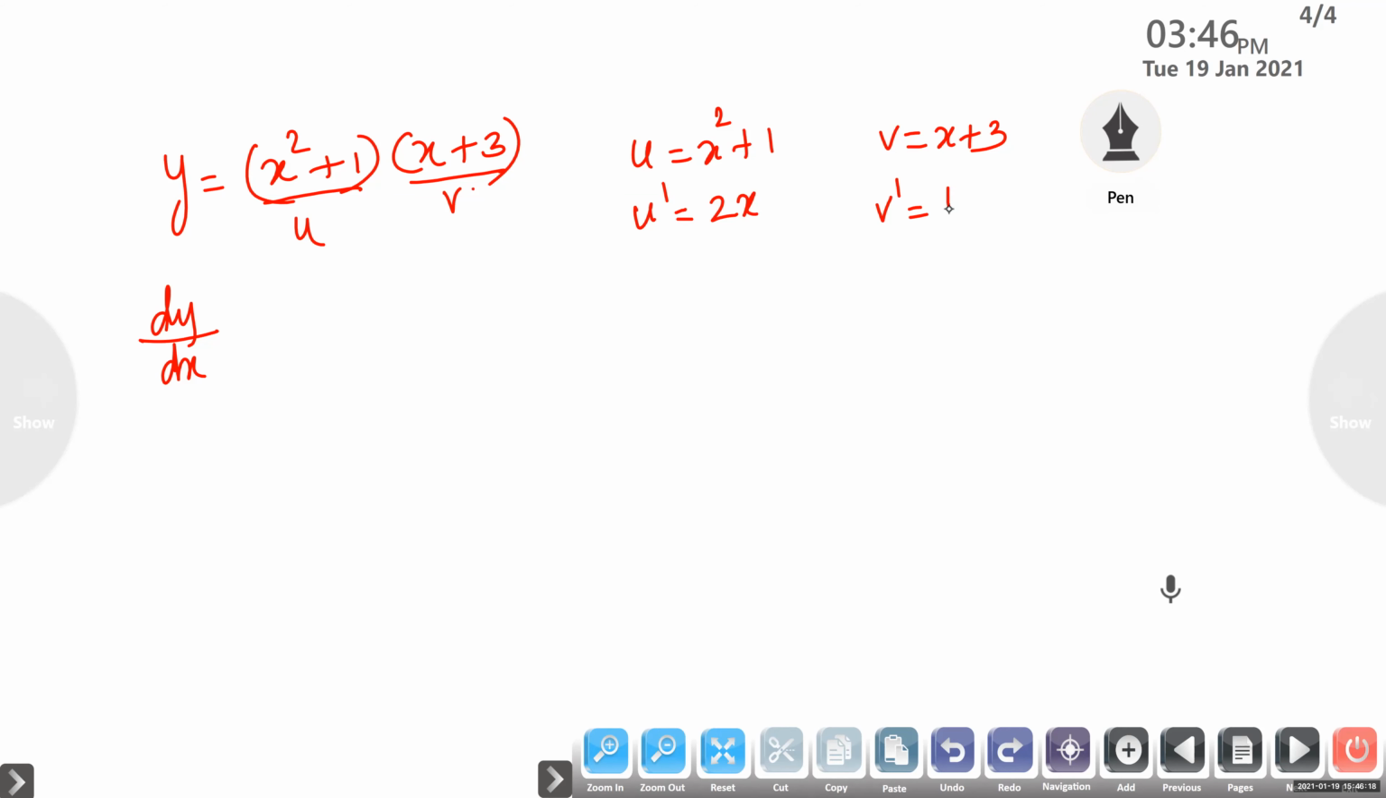Now wait, Aishwarya. Let the others try it and give the answer. Aditya, Satyan, are you getting u dash is 2x and v dash is 1? Yes, ma'am. Then apply the formula there. Product rule. UV the whole dash. Shubham, can you give the formula? What is UV the whole dash?